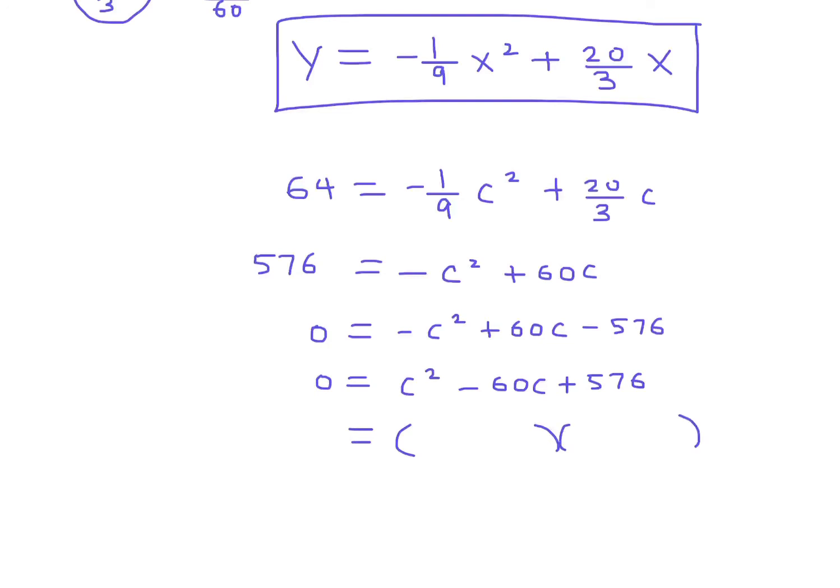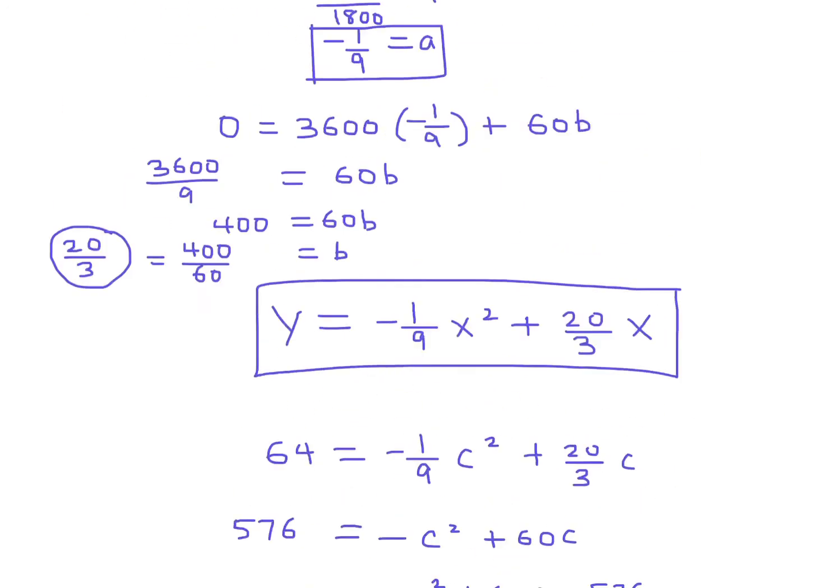Now, can this be factored so I don't have to use the quadratic formula? 48 and 12. I think that should do it. 48 and 12, negative, negative. Yeah, negative, negative. There you go. So c is either 12 or 48.